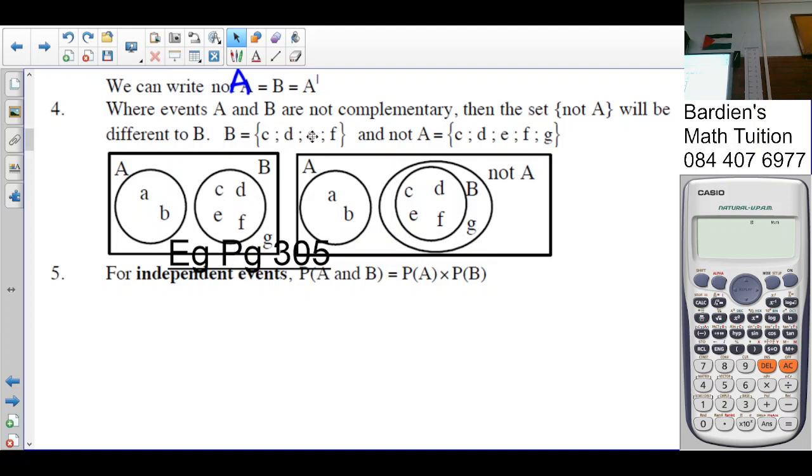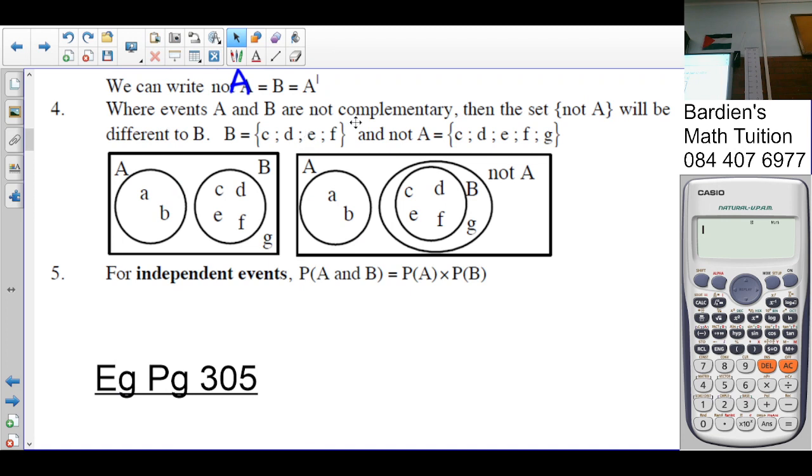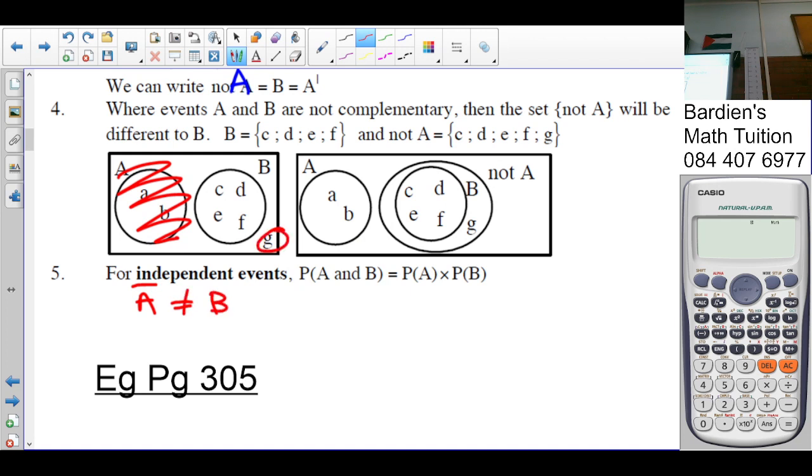Number 4, the events A and B are not complementary. Not complementary, then the set not A will be different to B. Can you see here? So you say not A, so you're covering A, so it's basically what you are left with. Can you see that is not equal to B? Why? Because our G is on the outside. Can you see that, people? If G was not on the outside, then that would have been not A is equal to B. You guys understand? Right. So that's that. And that is also not A. So, yeah. Alright.